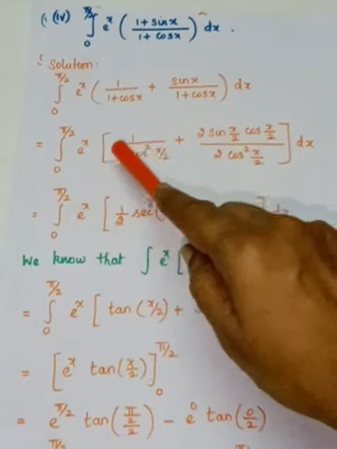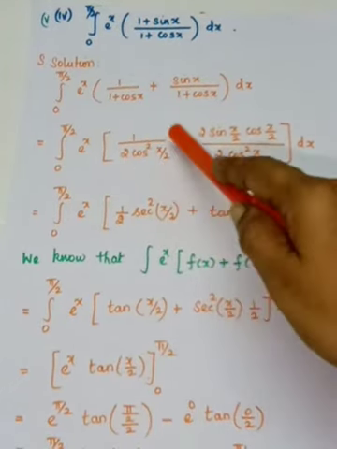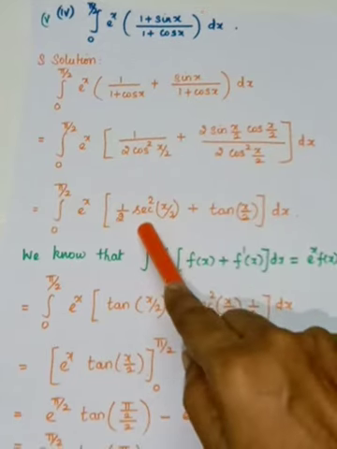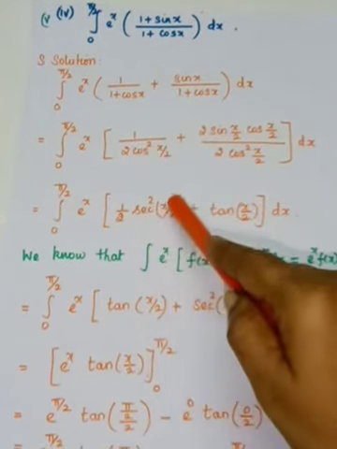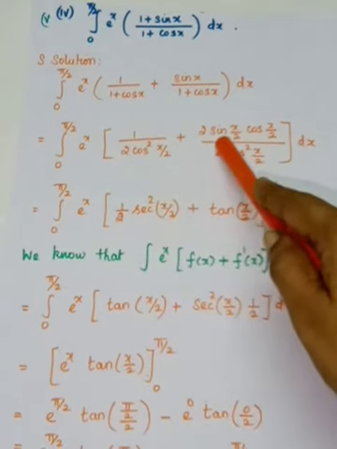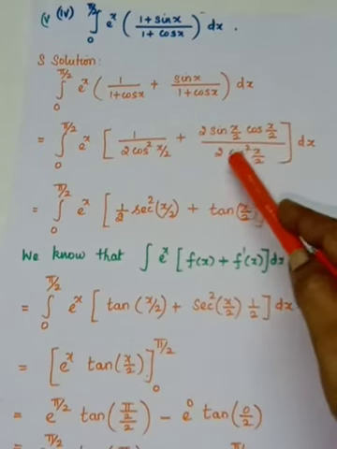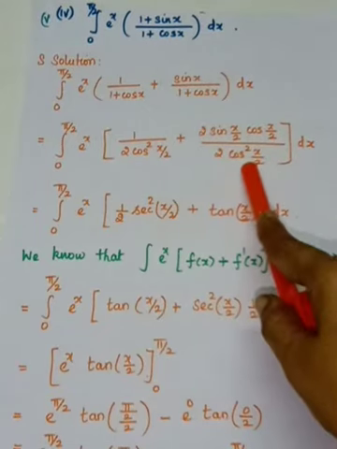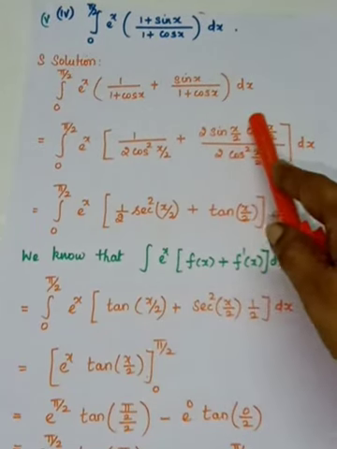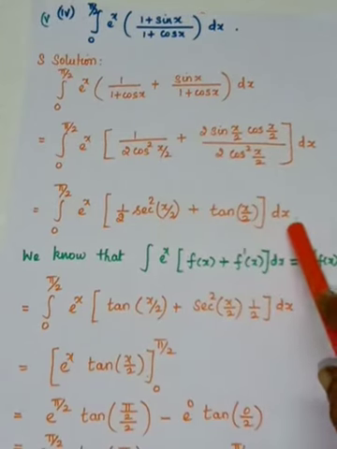You see that 1 by 2. What is 1 by cos squared x by 2? The reciprocal of cos is secant. So here cos squared x by 2, that's why it is secant squared x by 2. And this 2 and 2 get cancelled. One cos x by 2 in the numerator and one cos x by 2 in the denominator get cancelled. And in the denominator you have cos x by 2. So sin x by 2 divided by cos x by 2 is equal to tan x by 2.